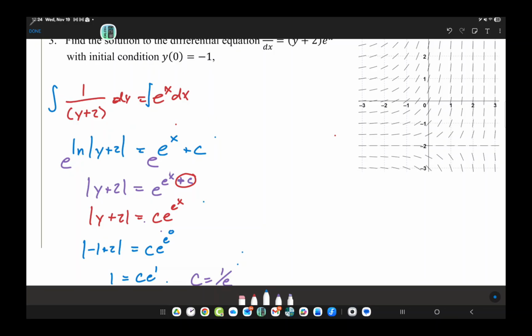So now, if we plug that back in, well, again, it is a coefficient, so we have absolute value of y plus 2 equals e to the x over e. Now, you can write that as absolute value of y plus 2 equals e to the x times e to the negative 1, which you can in turn write as e to the x minus 1. So now the other day we brought down c. This time we put it back up.